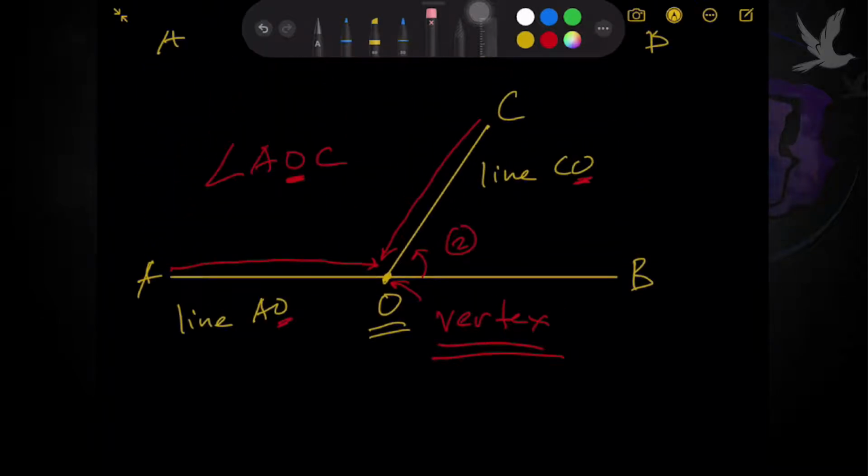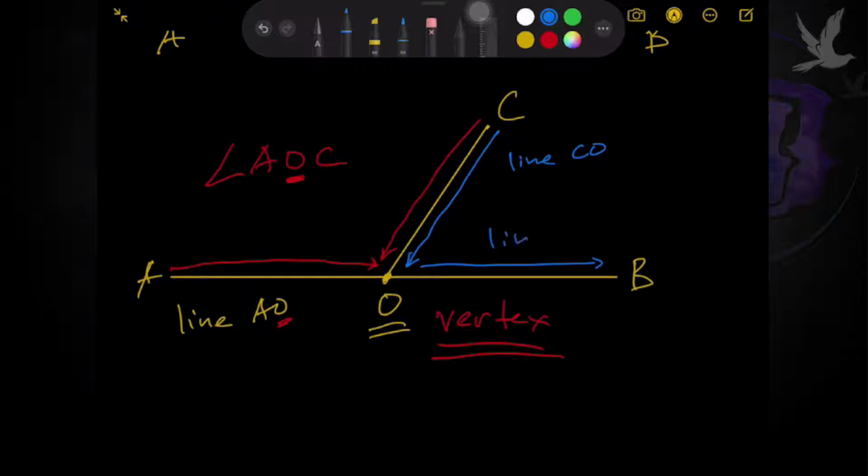So for example, ito, erase ko lang muna to. Okay. The other angle is this one. Line CO and line OB. So technically, if you notice, we made use of the same line CO, which is okay. Okay lang yun. Walang problema doon. And their common point here is O. So which means we can now name this angle as angle COB. Okay, there are two angles now. Okay. So ganun lang yung basic information when we name angles.